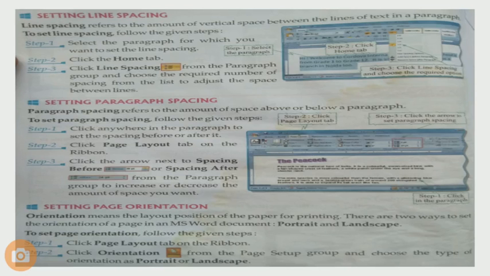So how to change the page orientation? To set the page orientation, follow the given steps. Number 1, click the Page Layout tab on the ribbon. Click Orientation from the Page Setup group and choose the type of orientation: portrait or landscape.